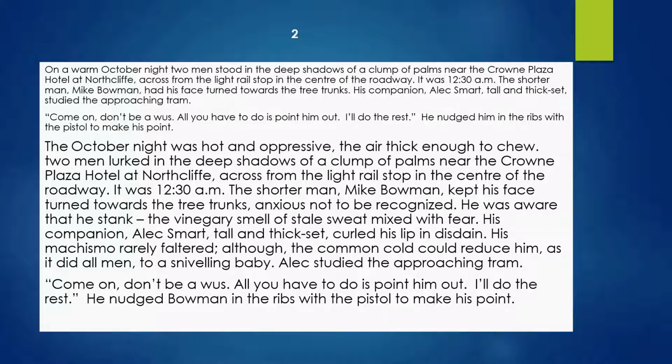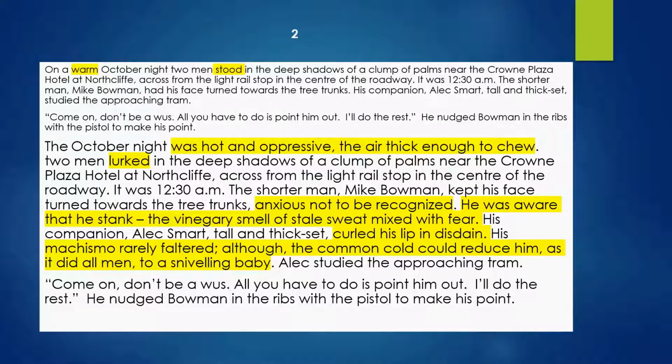Well, if you have a look at the two texts side by side there, you'll see that we've almost, I would imagine, doubled the word count. So where are the changes? Well, warm October night has become hot and oppressive, the air thick enough to chew. To describe something as oppressive means you're experiencing it. Who says the air is thick enough to chew? It's the narrator. The narrator is making these calls.